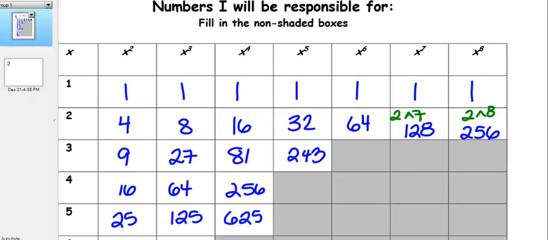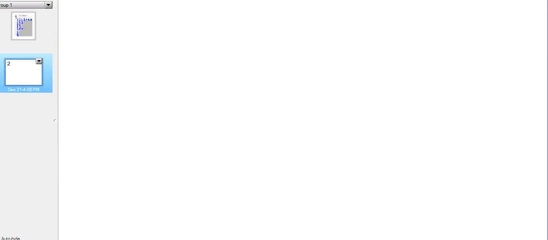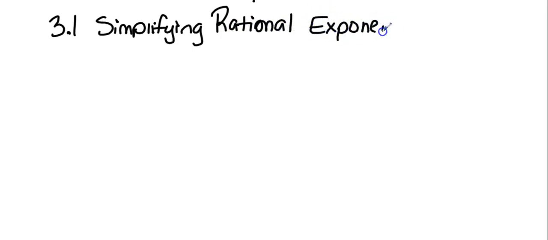When you're ready, go ahead and take out a lined piece of paper, and this is going to be notes on 3.1, simplifying rational exponents. Simplifying rational exponents. The key word I want us to focus on first is ratio. Ratio is part of that word rational.